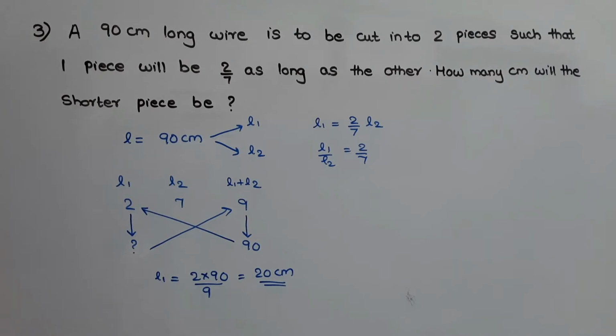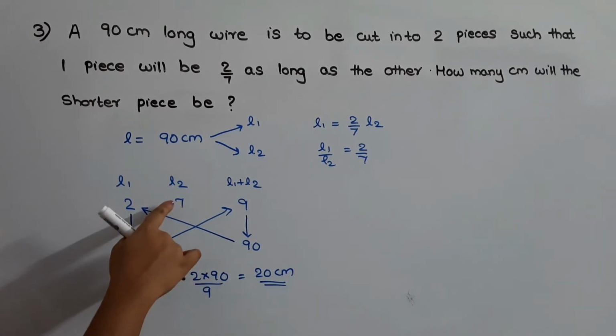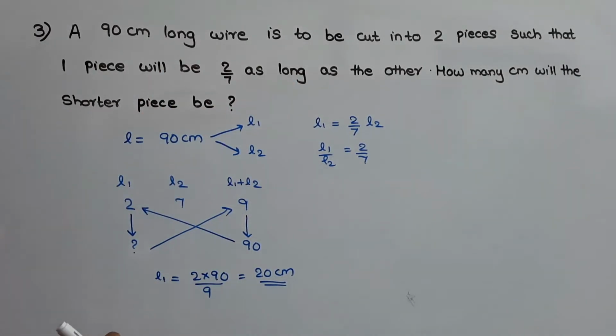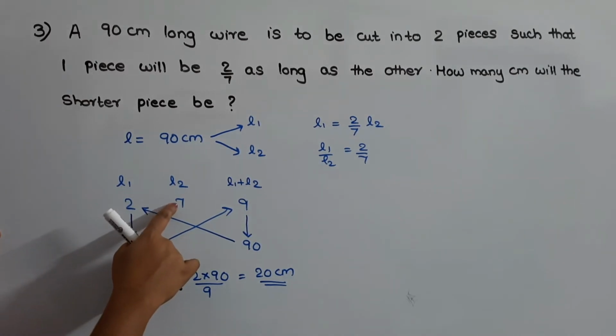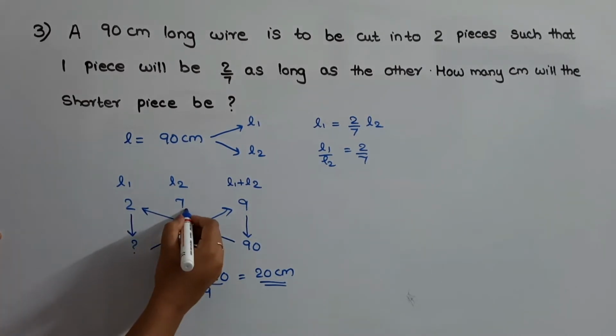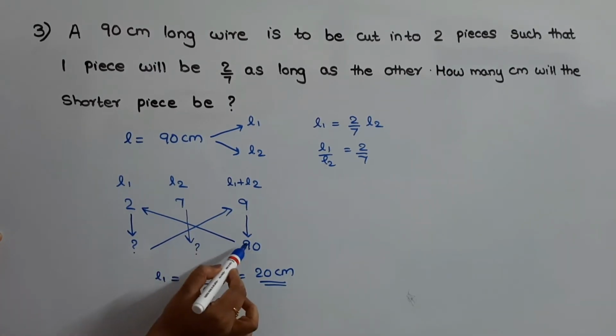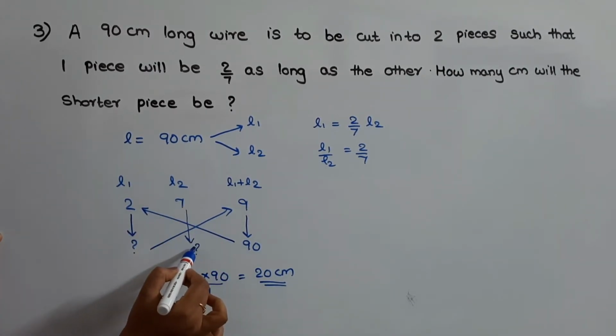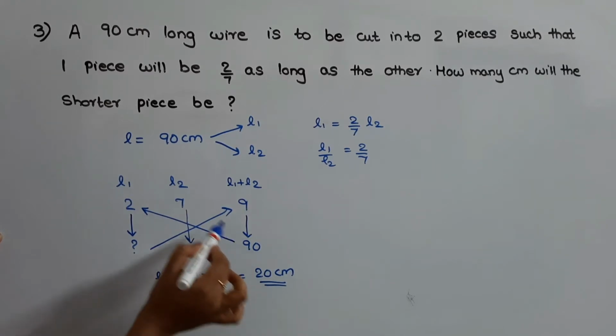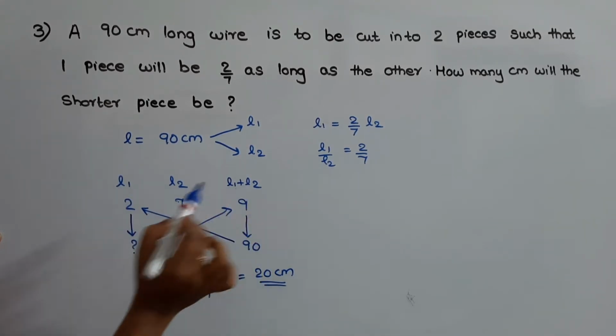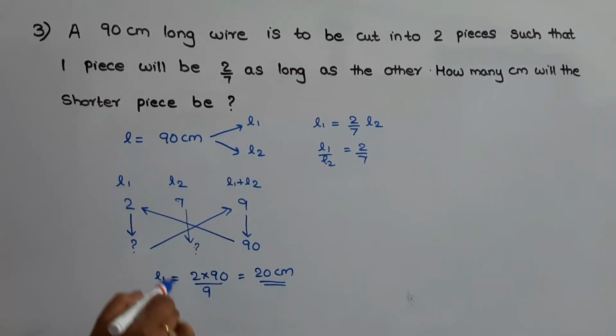Similarly, we can also find out the length of the other piece. For that we need to find out the value of this 7. How can we find out the value of this 7? This we can find out by cross multiplying. That is, this length will be equal to 90 into 7 divided by 9. So that will be equal to 70 centimeter.